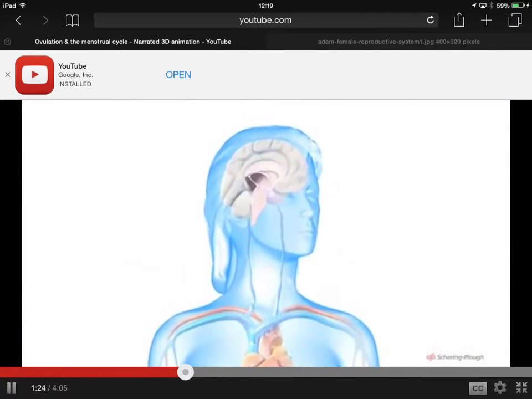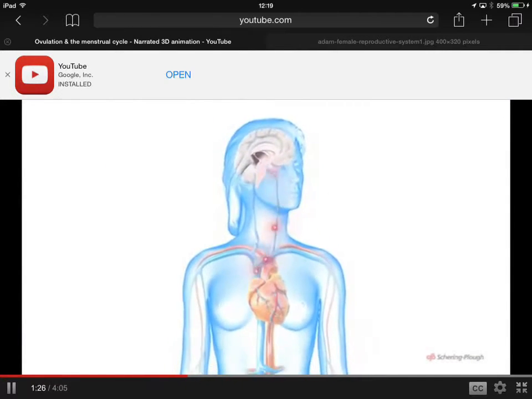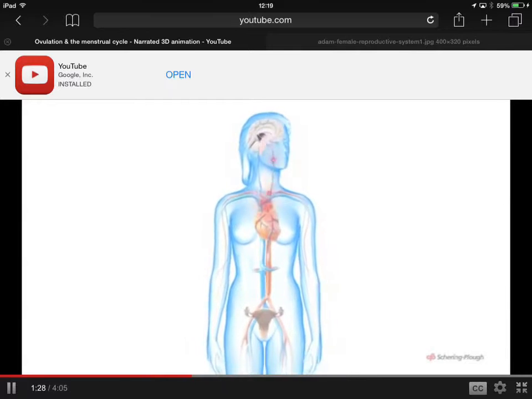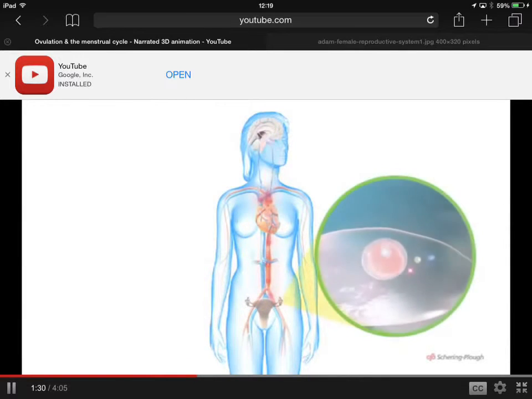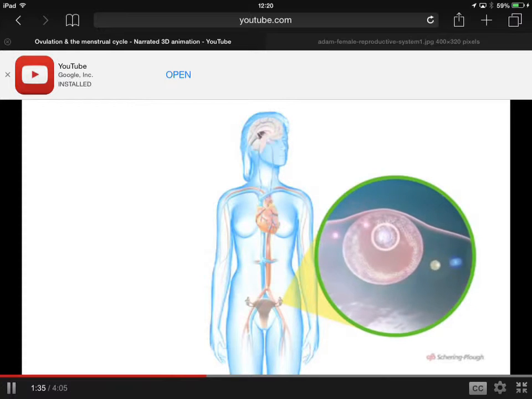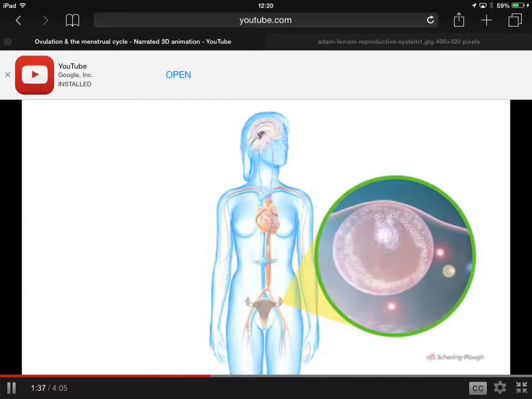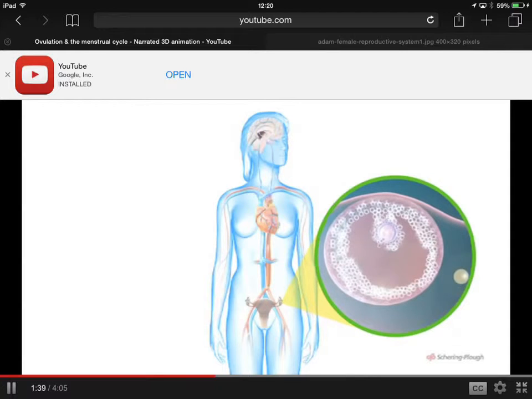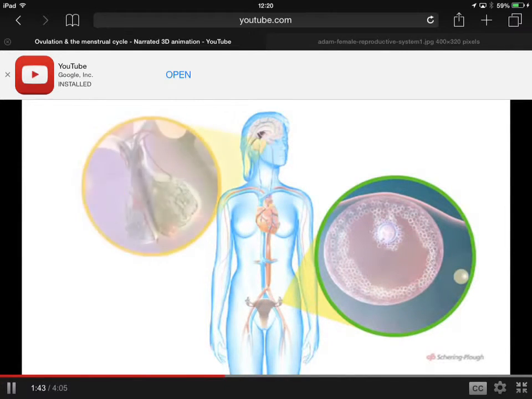FSH travels in the bloodstream, reaching the ovaries. There it stimulates the formation and growth of an ovarian follicle in one or other ovary. The follicle consists of an egg, a number of surrounding cells which secrete estrogen hormones, and fluid. FSH helps the egg to mature and prepares it for release.